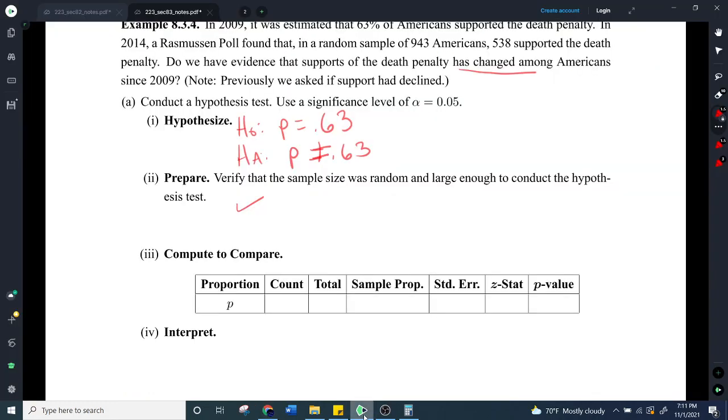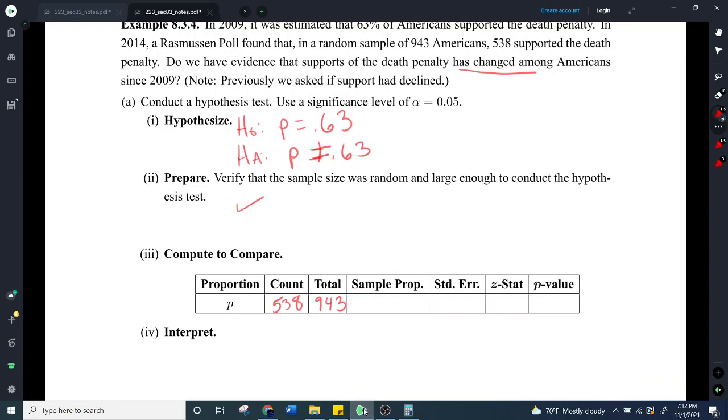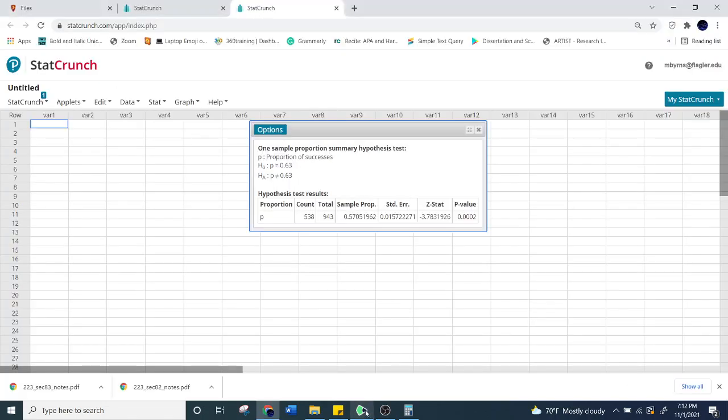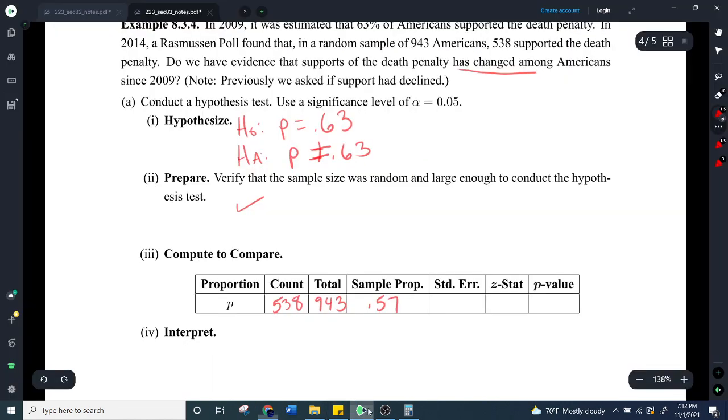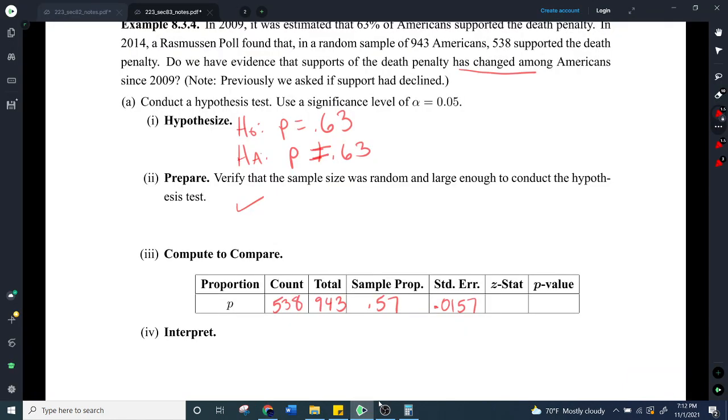All right, so let's record this information. We had 538 out of 943. The sample proportion that goes with that is right here, the 57%. So let's put that down here, 0.57. The standard error that goes with that is right here, 0.0157. The z-score that goes with that is negative 3.78. And then the corresponding p-value is 0.0002.